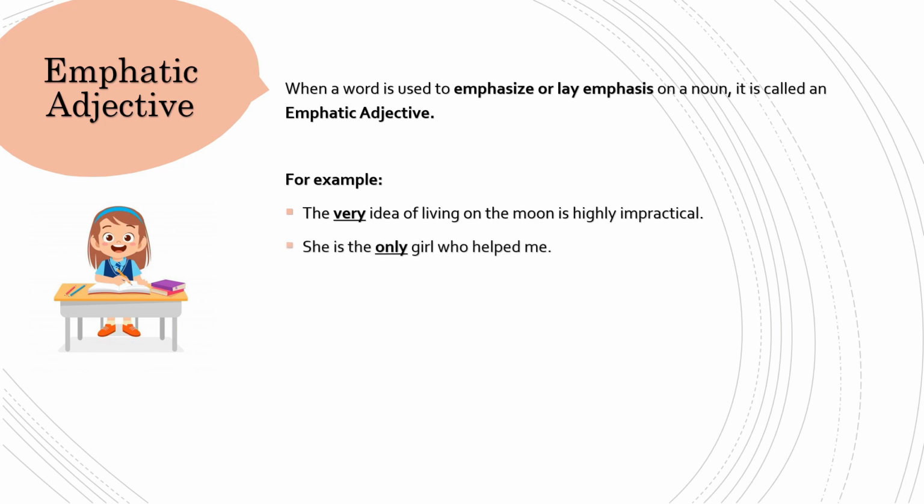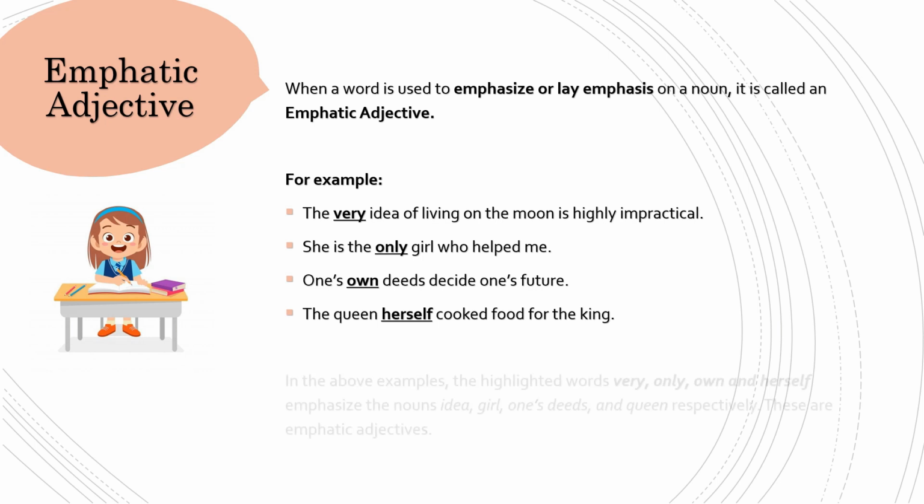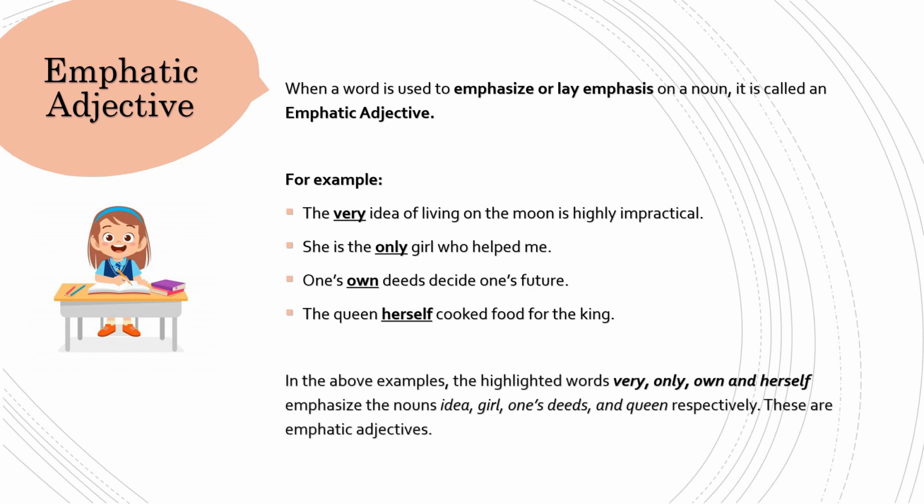She is the only girl who helped me. One's own deeds decide one's future. The queen herself cooked food for the king. In the above examples, the highlighted words, very, only, own, and herself, emphasize the nouns, idea, girl, one's deeds, and queen respectively. These are emphatic adjectives.